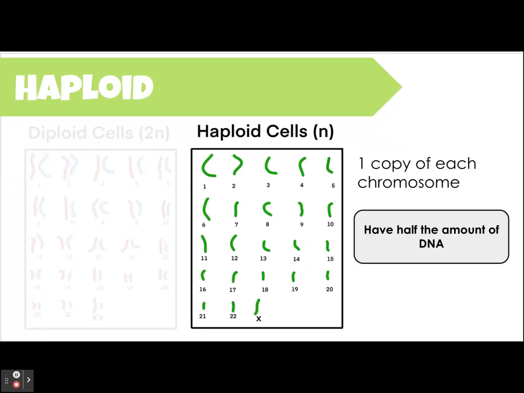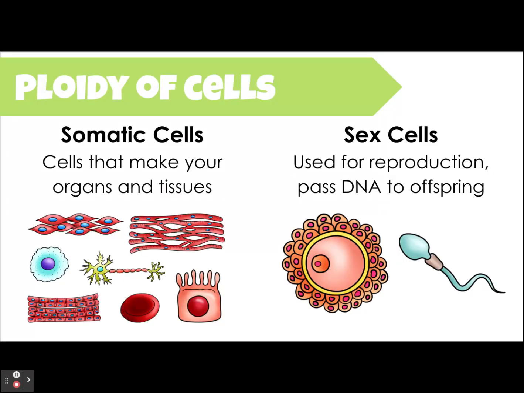So haploid is different than diploid because there is only one copy of every chromosome in a cell. So instead of having two pairs, instead of seeing those homologous pairs, there's only one chromosome for chromosome number 1, one chromosome for chromosome number 2, and so on. So overall, these cells have half the amount of DNA compared to diploid cells. And so this is important because of the types of cells that especially humans have.